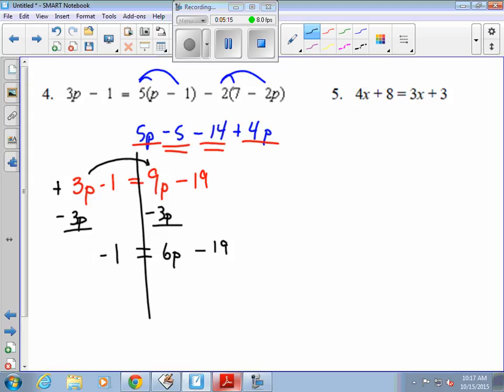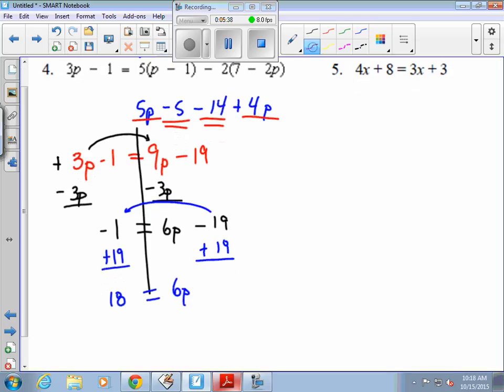Brought 6p to the right, so let's bring negative 19 to the left. Undo negative 19 or minus 19 by adding it. If you add it to the right, add it to the left. Negative 1 plus 19 is positive 18, because you subtract them since they were opposite signs, is equal to 6 times p. Undo 6 times something by dividing by 6, and if you do it to one side, do likewise to the other side. P is equal to 3.